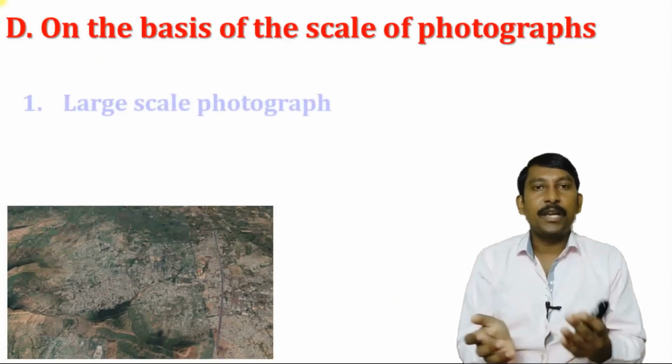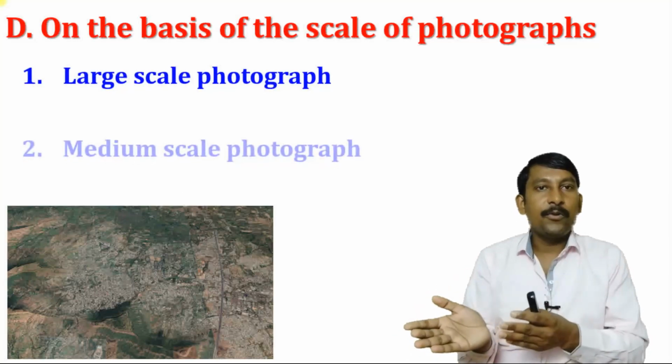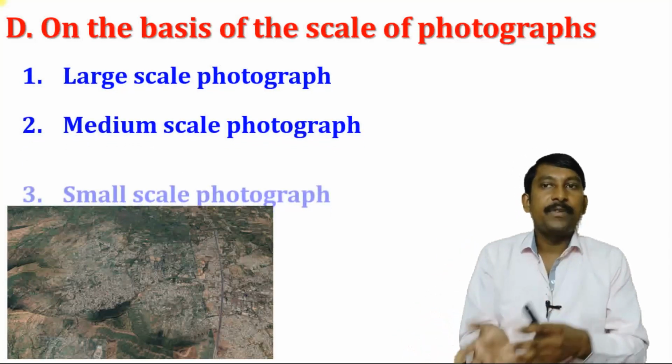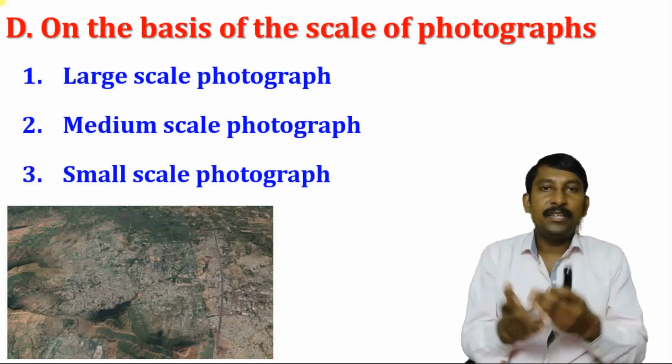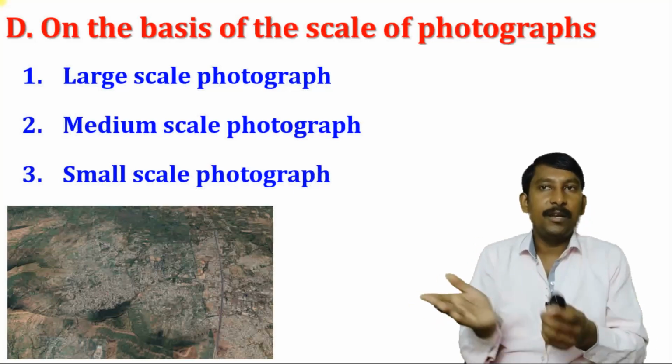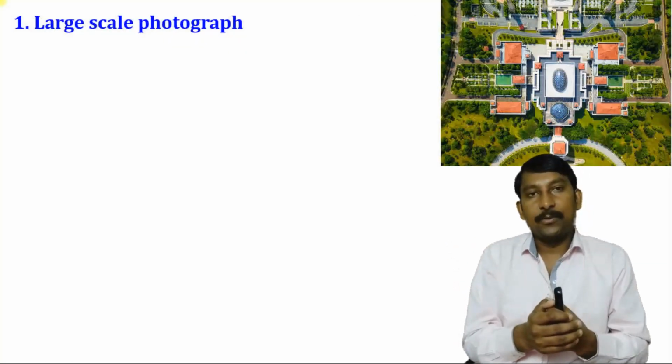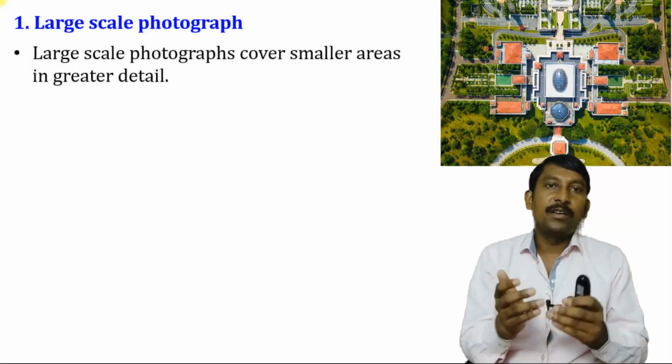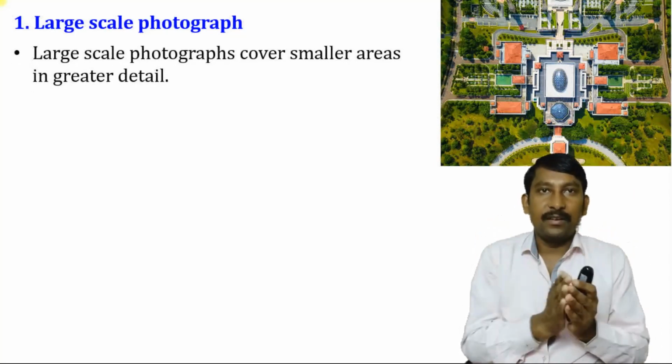Next, on the basis of scale of photographs: large scale photographs, medium scale photographs and small scale photographs. These are the three types of scale of aerial photographs. First is the large scale photographs. Large scale photographs cover a smaller area in greater detail.